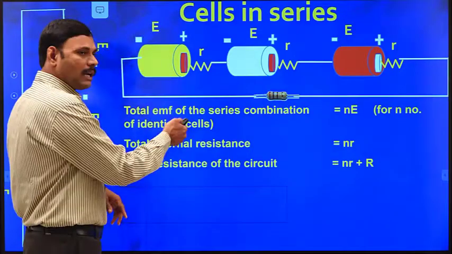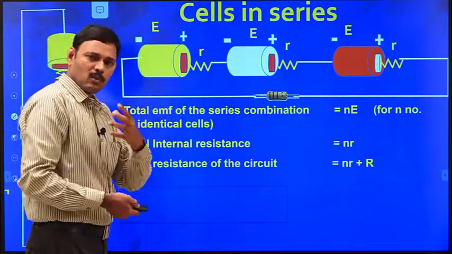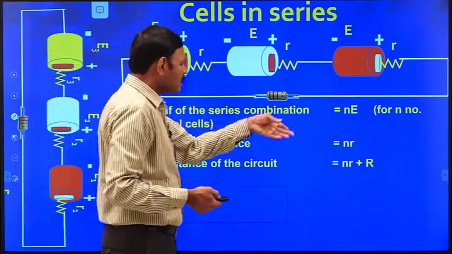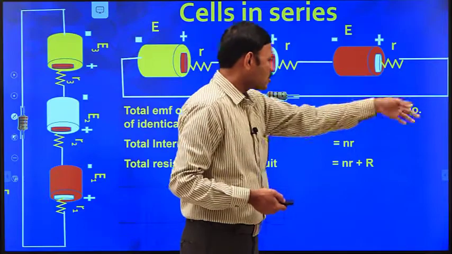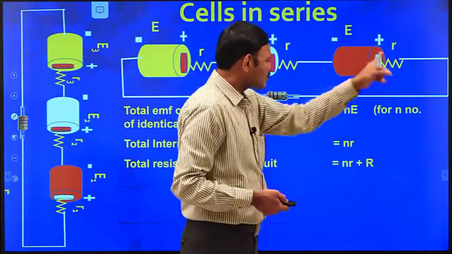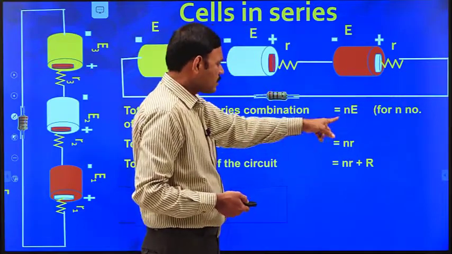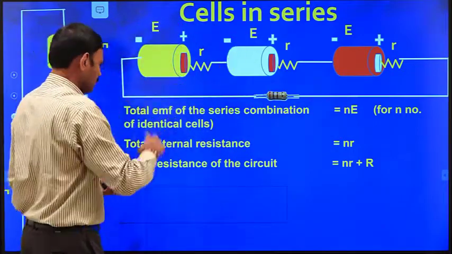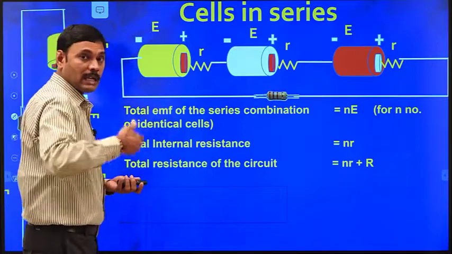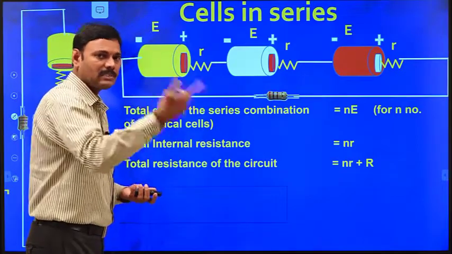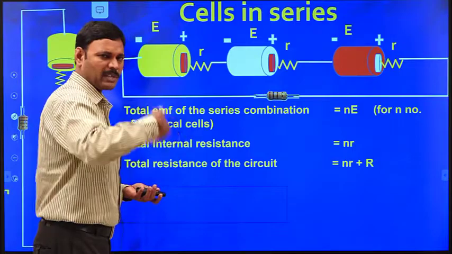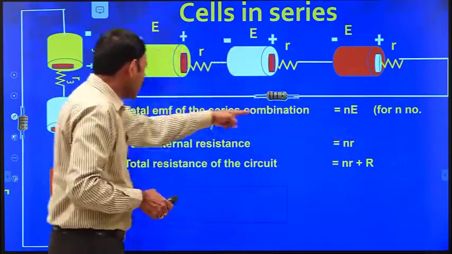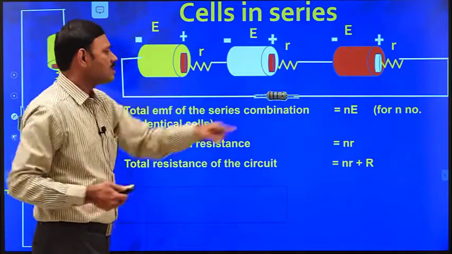Then, according to what we discussed in the previous part, the total EMF of a series combination is E1 plus E2 plus E3 and so on. So, E plus E plus E and so on n times. Therefore, nE. Here the data is n cells, each of EMF E, connected in series. The net EMF is E plus E plus E and so on n times, which becomes nE. This is the EMF of all cells in series combination.